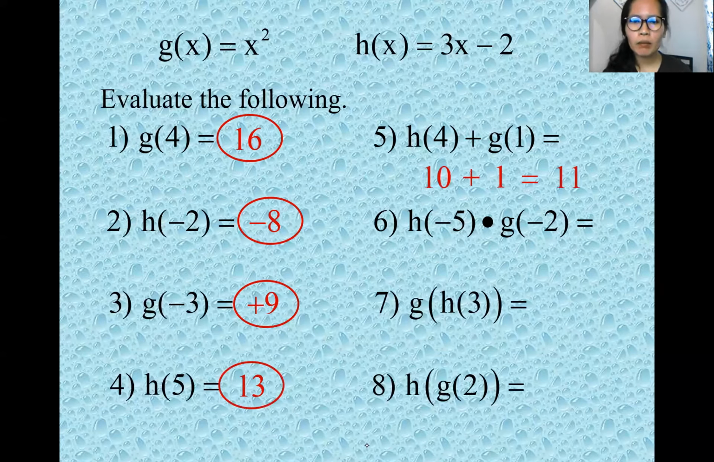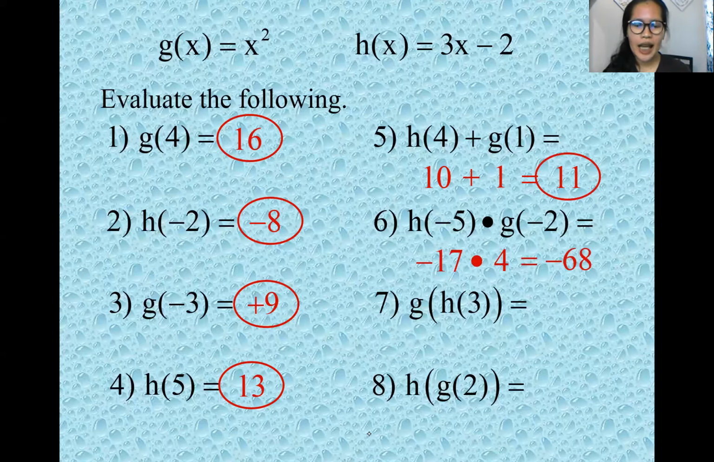How about number 6? h of negative 5 times g of negative 2. So h of negative 5: 3 times negative 5 is negative 15, minus 2, that is equal to negative 17. Times, what is the value of g of negative 2? So g of negative 2, that would be negative 2 times negative 2 is 4. Negative 17 times 4, the answer would be negative 68.